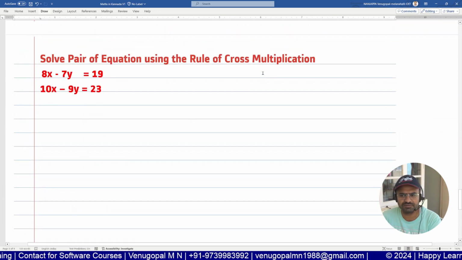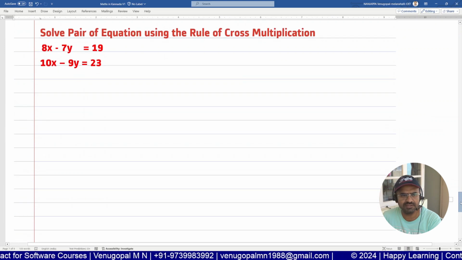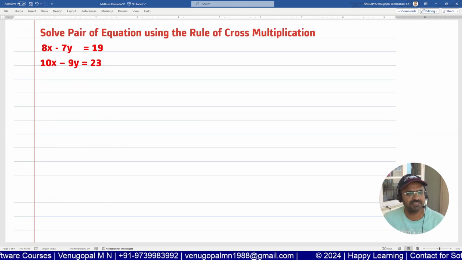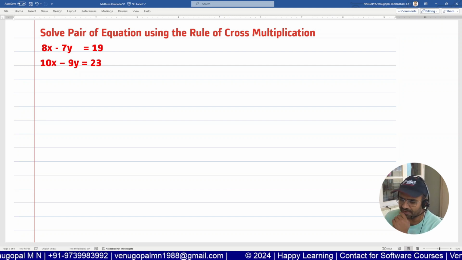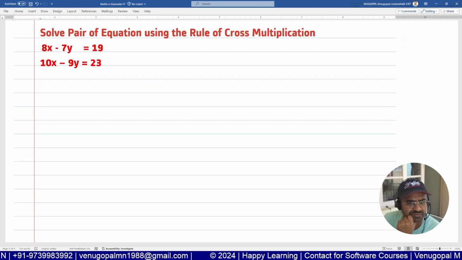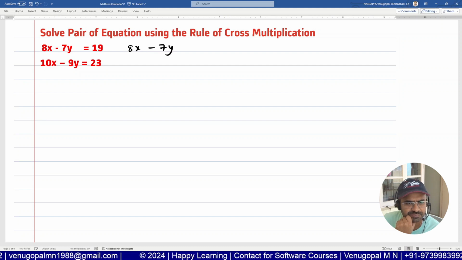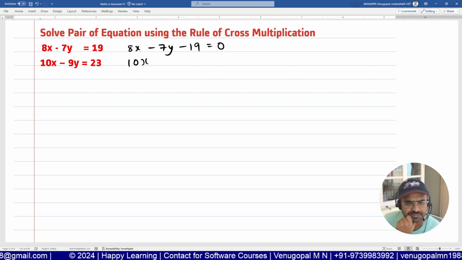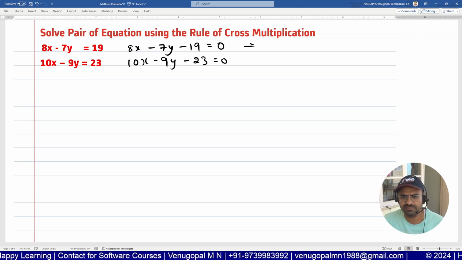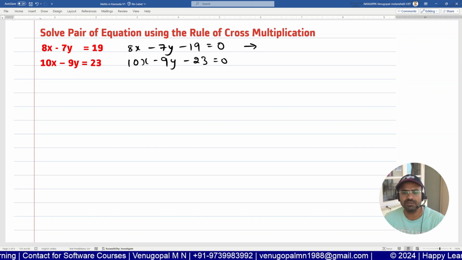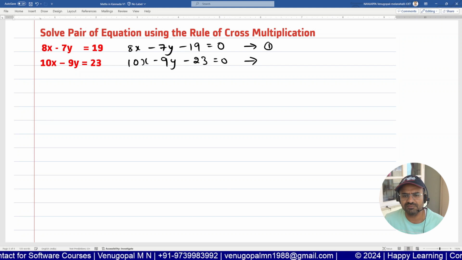The other example present in front of us is 8x minus 7y is equal to 19 and 9x minus 9y is equal to 23. Now in what form do we write this equation? 8x minus 7y, 19, if you move it to the left hand side of the equation, minus 19 is equal to 0. 9x minus 9y minus 23 equal to 0. You will have to write the equation in this form so that you can easily write the coefficients with proper signs. I am calling these equations 1 and 2.